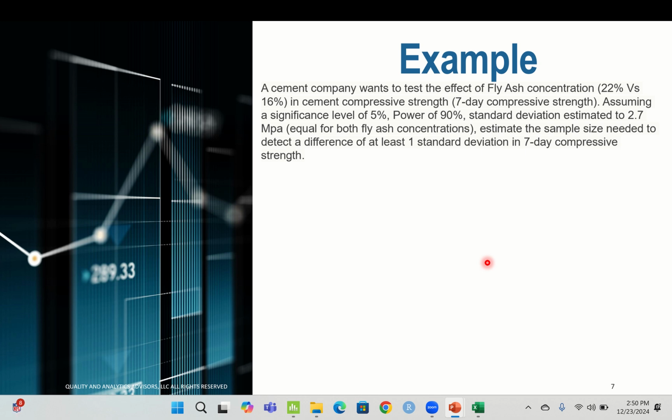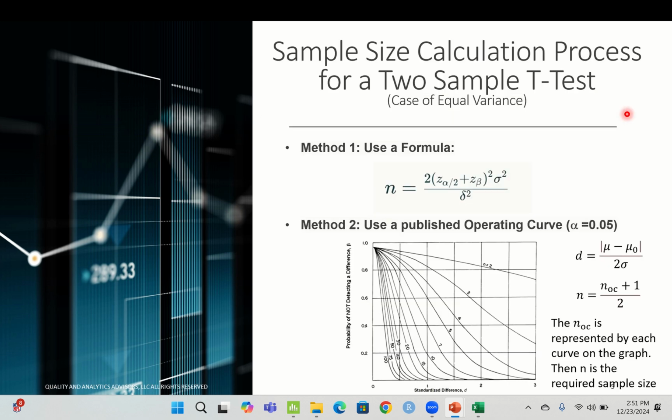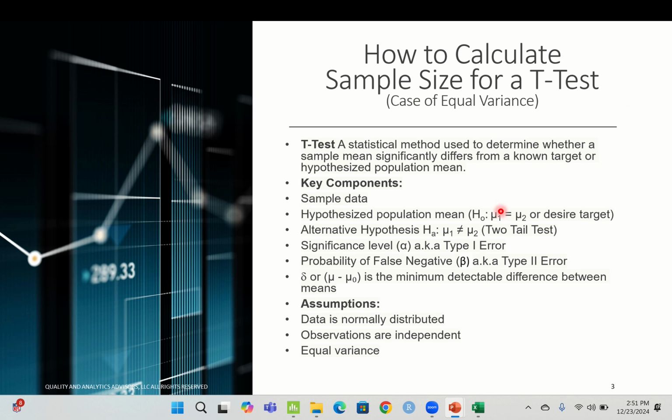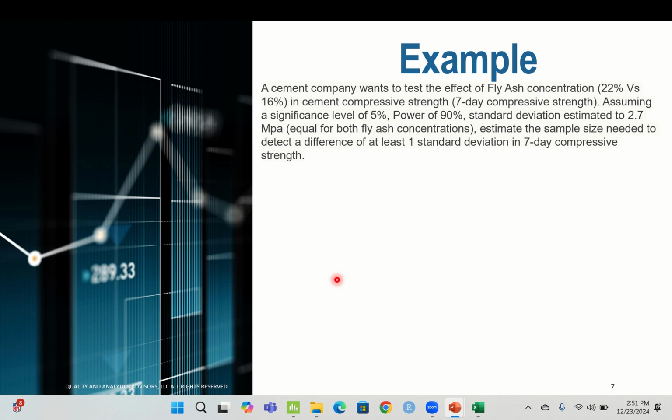And it is equal for both fly ash concentrations, so they're telling us that we have a case of equal variances. They're requiring us to estimate the sample size needed to detect a difference of at least 1 standard deviation in 7-day compressive strength. So this comment here, at least 1 standard deviation, this is our delta, and our delta is then the same as the standard deviation, 2.7. So sigma and delta are the same. If you remember, delta is basically mu minus mu 0. So this is 2.7 according to our problem. So let's see how we solve this using the formula first.